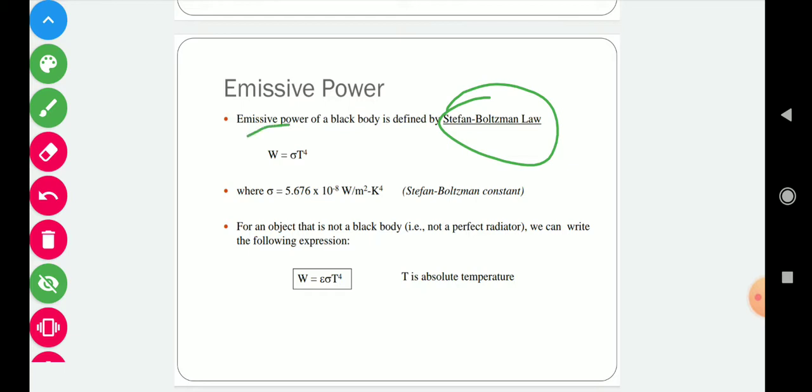This equation is valid for a black body, but if we have a real surface, then we also have to multiply this equation by its emissivity. So for an object that is not a black body, that is not a perfect radiator, we can rewrite this equation in this form. For a real body, we have to multiply this equation by its emissivity. Here epsilon is the emissivity of that surface, and T is the absolute temperature in Kelvin.